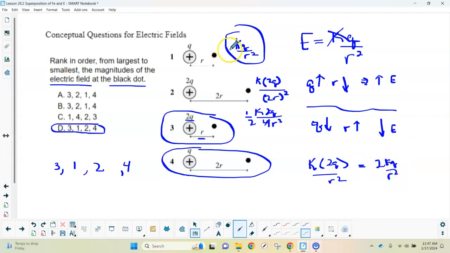So this one is twice as big as that one. This one is twice as big as 2. And then for the last one, it would be KQ over 2R squared. So that would get you KQ over 4R squared. So this is a quarter, this is a half, and this is 2, 1, half, and a quarter. So that's the right order. So that's like the strength of the electric field at a certain position based on that equation.